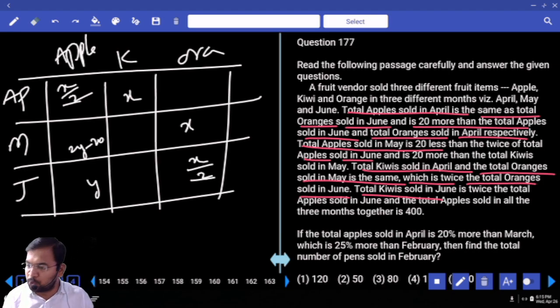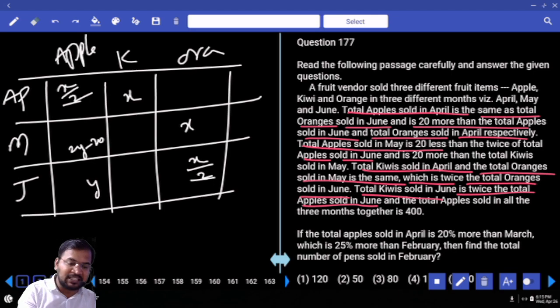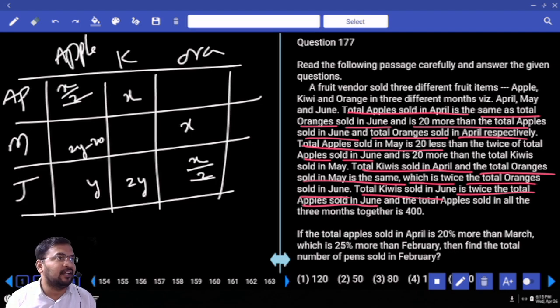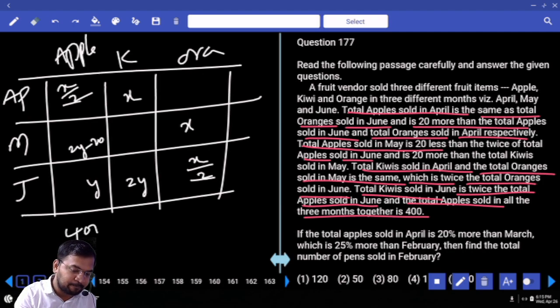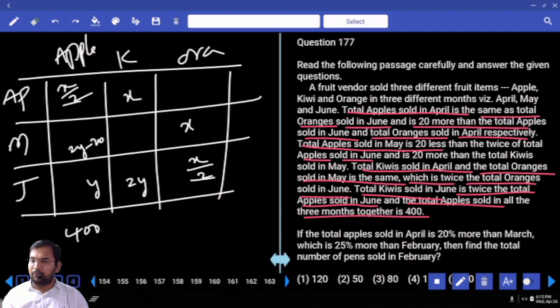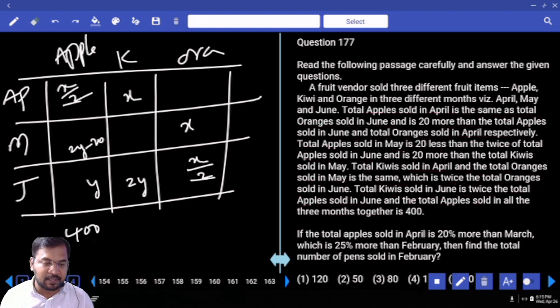Next, total kiwi sold in June is twice the total apples sold in June. Total apples sold in June is Y, then twice is nothing but 2Y. Are you clear? Next, the total apples sold in all the 3 months together is 400. And I think we left some statements at the beginning, so we'll see those statements now.